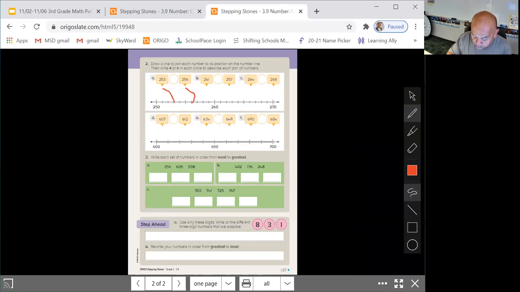So what's the greater number? Well, 256 is greater because I'm looking at the number line. So this says 253 is less than 256. Okay, just based on the number line. I'm going to go ahead and erase that line and make it a little straighter. There we go. So that we can see it better.